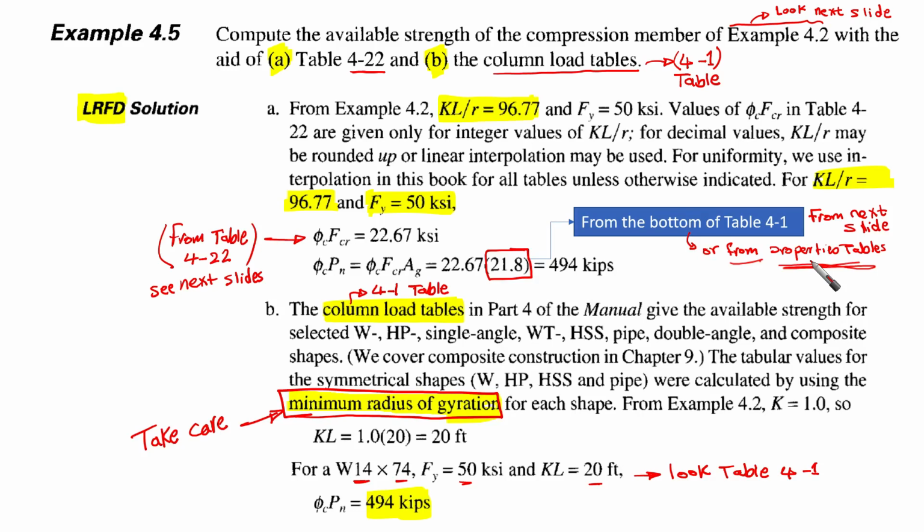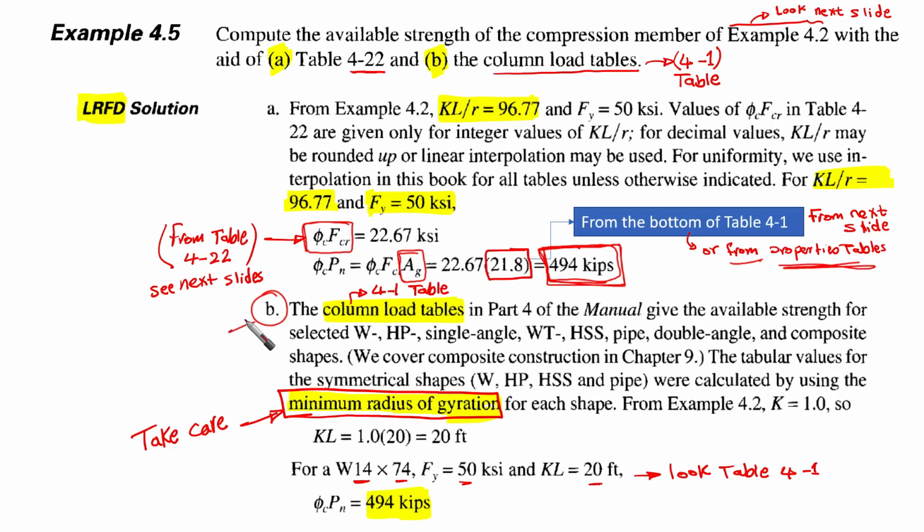So now this shows how we are going to calculate. We obtain the value from the table and then multiply by the gross area to obtain the design strength. The design strength is 494. This is the available load after obtaining it from the table.